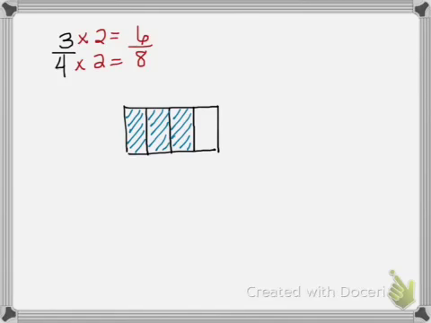Okay, when we multiplied by 2, what we were basically doing was dividing these pieces in half. So you'll notice the quantity did not change. We still have the same amount shaded. However, the size of the pieces did change, which means that now instead of having 4 pieces, we have, just like our number, 8. And out of those 8, we have 6 shaded.